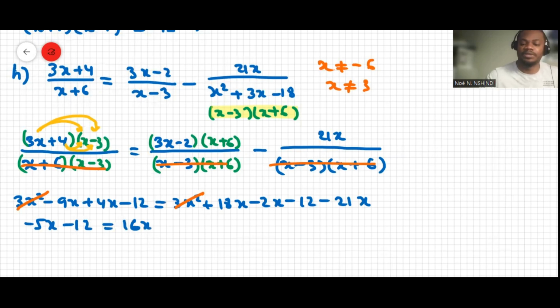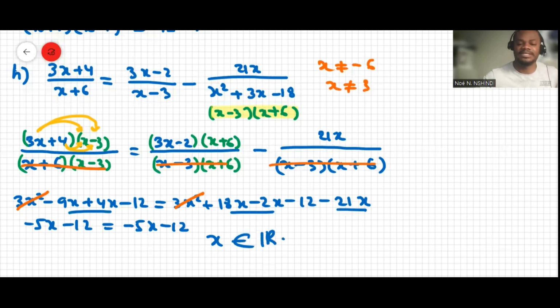And then minus 21x also will be minus 5x, and then minus 12. Okay, we group these and this and that. And then we have an equality here that says the answer here is just R. So x is an element of the real numbers, except -6 and 3. Okay.